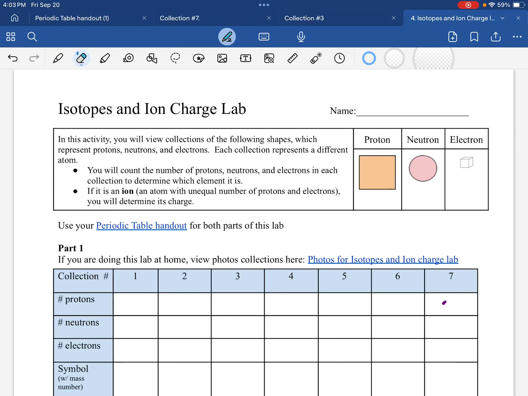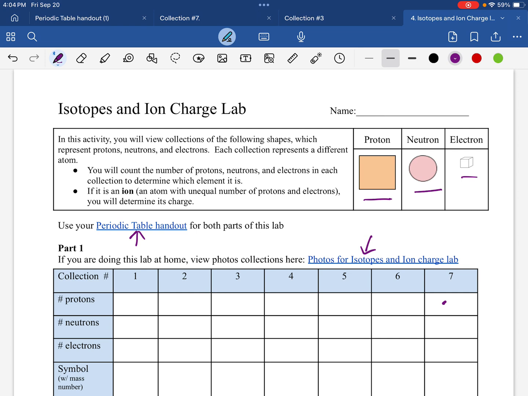Isotopes and Ion Charges lab. So in this lab, we're going to look at collections of shapes that represent different atoms. The big squares are protons, the circles are neutrons, and the little cubes are electrons. If you're doing this lab at home, you're going to look at pictures of these collections, and you'll need your periodic table handout for this, which is linked here. We're going to use that.